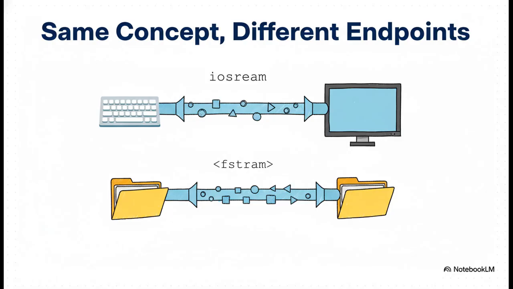And here's the kicker, the part you might not have even realized. You've already been using streams this whole time. Seriously. Every single time you've used cin to get input or cout to print something, you were using iostream. That's a stream from the keyboard to the screen. All we're doing with files is just changing the endpoints. We're using the fstream library to point that same pipeline to a file instead. It's the same exact idea, just a new destination.